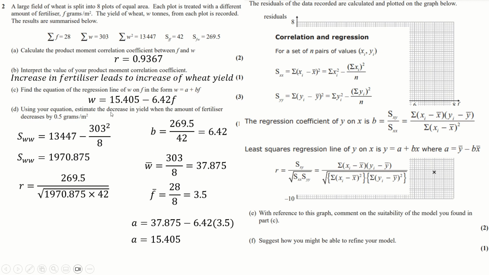And then it says, what's the decrease in yield if the amount of fertilizer decreases by 0.5? Well, if the amount of fertilizer decreases by 1, you lose 6.42. That's literally what this equation says. So if it decreases by 0.5, you just lose half of this, which is 3.21.